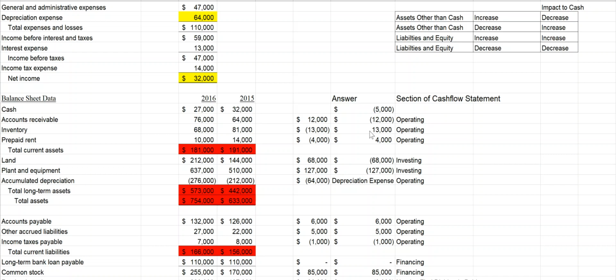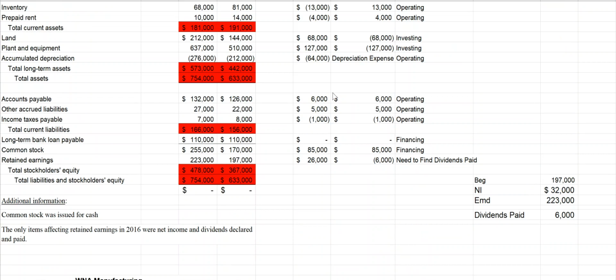So I have an increase to cash of $13,000. So I'm going to analyze all of my assets and my liabilities using the chart above. So let's take a look at a liability. Note that my accounts payable account increased $6,000, so my cash increased $6,000. My accrued liabilities increased $5,000, so my cash increased $5,000.